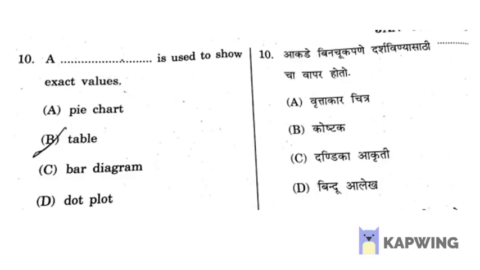So if you see option A, it is a pie chart which is proportional, like you have a 360-degree pie chart, and C, bar diagram, is also proportional, and D, dot plot, also is proportional. So the only thing that remains is a table, which is used for the exact value. So option B is correct.